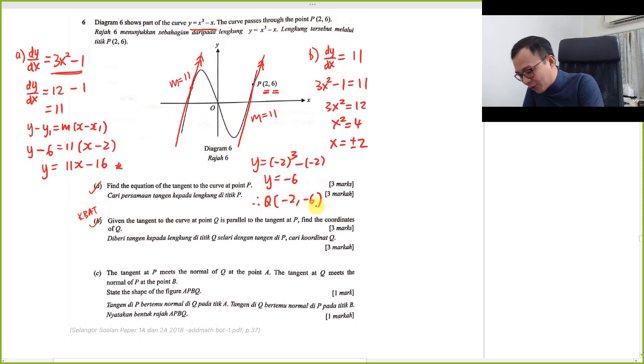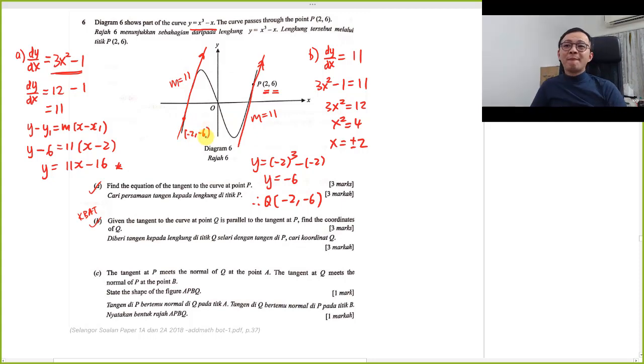So my coordinate Q should be somewhere at the bottom, somewhere here maybe. Yeah, should be somewhere like this, because the coordinate is (negative 2, negative 6). Okay, so far can understand, right? This is the meaning of parallel, because they have the same gradient. This is the reason why I make the dy dx equal to 11.